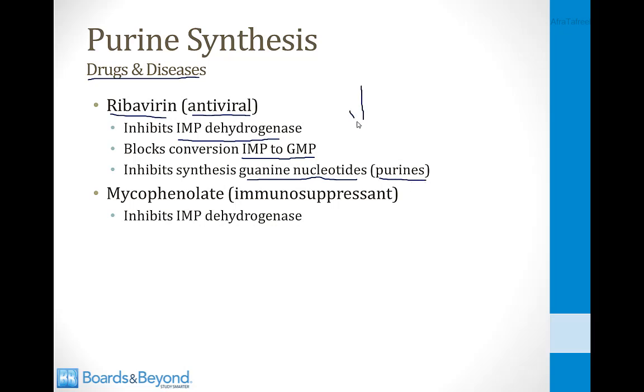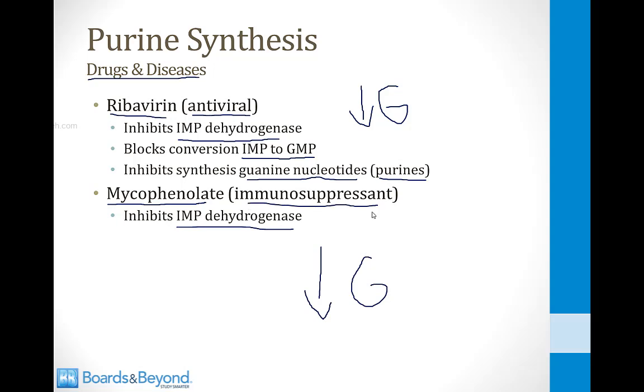This means there will be fewer guanine nucleotides around for the virus to use when it tries to replicate its genome. There is also an immunosuppressant drug called mycophenolate. It also goes by the name Cellcept, and it inhibits IMP dehydrogenase in white cells. So this will decrease the pool of guanine nucleotides available to T cells and B cells so that they cannot replicate, and this is why it's an effective immunosuppressant.